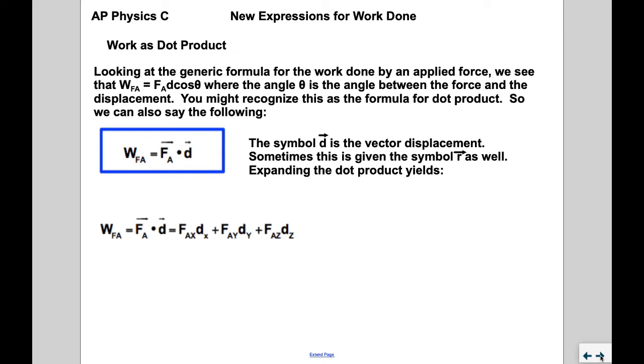If we consider that R is a generic position or displacement vector, if we expand the dot product, we would see that F_A dot D equals F_Ax dx plus F_Ay dy plus F_Az dz. Each of those, of course, F_Ax, F_Ay, F_Az are the x, y, and z components of the applied force. dx, dy, dz are the x, y, and z components of the displacement. Conceivably, they could be presented to you in i, j, k format.